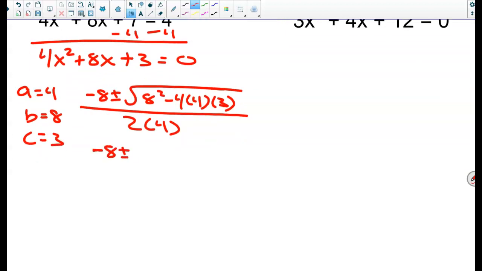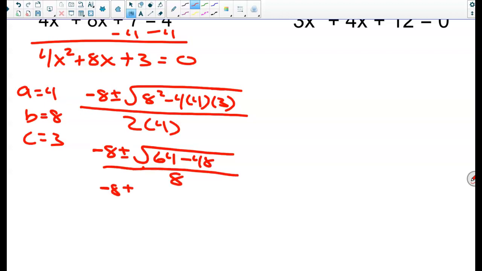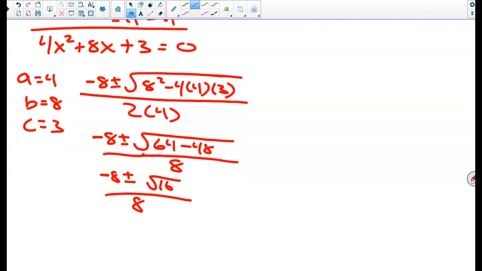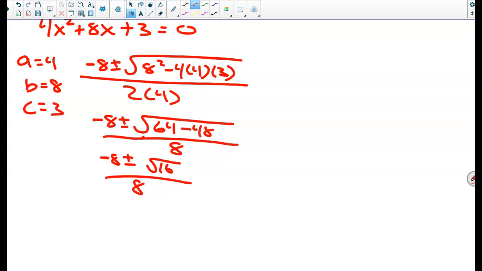Negative 8 plus or minus the square root of 64 minus 48 over 8. And negative 8 plus or minus root 16 over 8. Now, if you can take the square root of the number, do so. Negative 8 plus or minus 4 over 8, and then you should simplify. Essentially, this is one you could have factored.